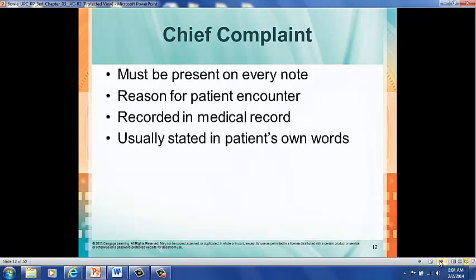The first is history. Four types of history appear in the Evaluation and Management codes. They are problem-focused, expanded problem-focused, detailed, and comprehensive. And coders must determine the type of history documented in the patient's record in order to select the appropriate level of history.